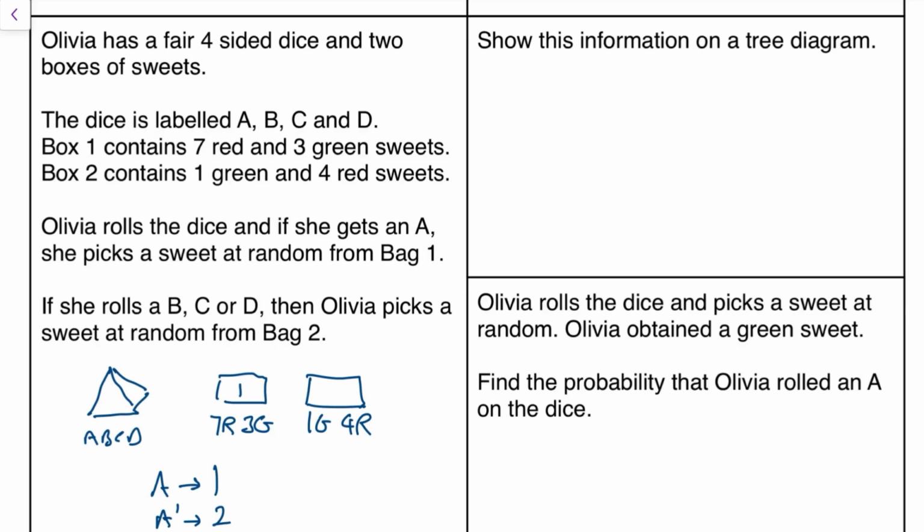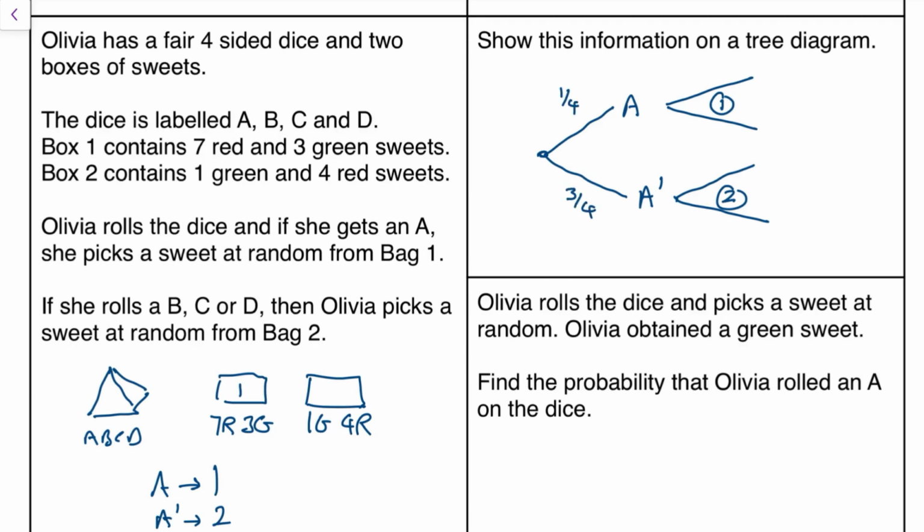I'm going to do the dice first. So she's either going to roll an A, or B, C, or D. I'm going to write not A, because I only care about whether she's got an A or not an A. Then I'm going to think about bag 1, so I'm going to write bag 1 here. If she hasn't picked an A, then it's going to be bag 2. Now, let's go back to the probability of picking A. It's a fair 4-sided die, so A is a quarter, which means not A is 3/4.